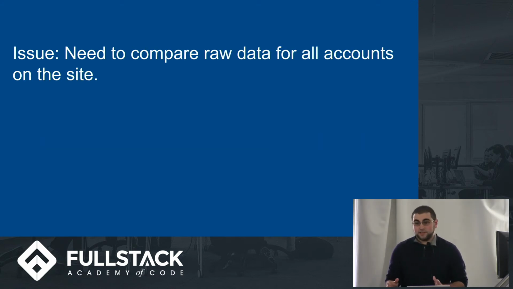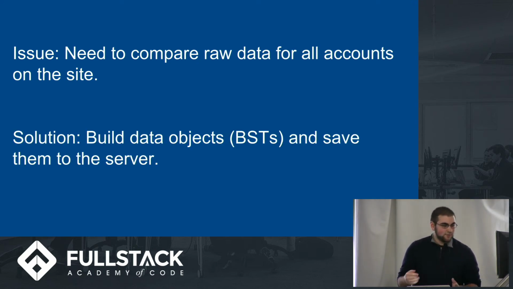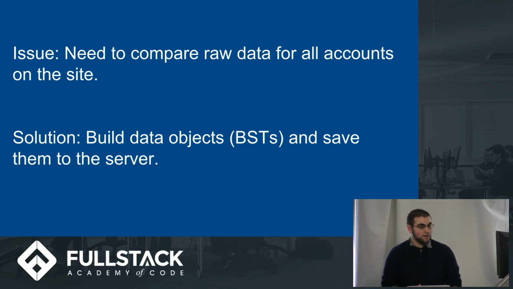So now we have data for each account, but now we need a way to compare it. Useless is just to have data for all the accounts. So we need an efficient way to store all that data and parse through it. So I tried to use binary search trees, and I thought that would be helpful later on if I wanted to filter through certain stats, like find all the players who have a stat of at least this number.